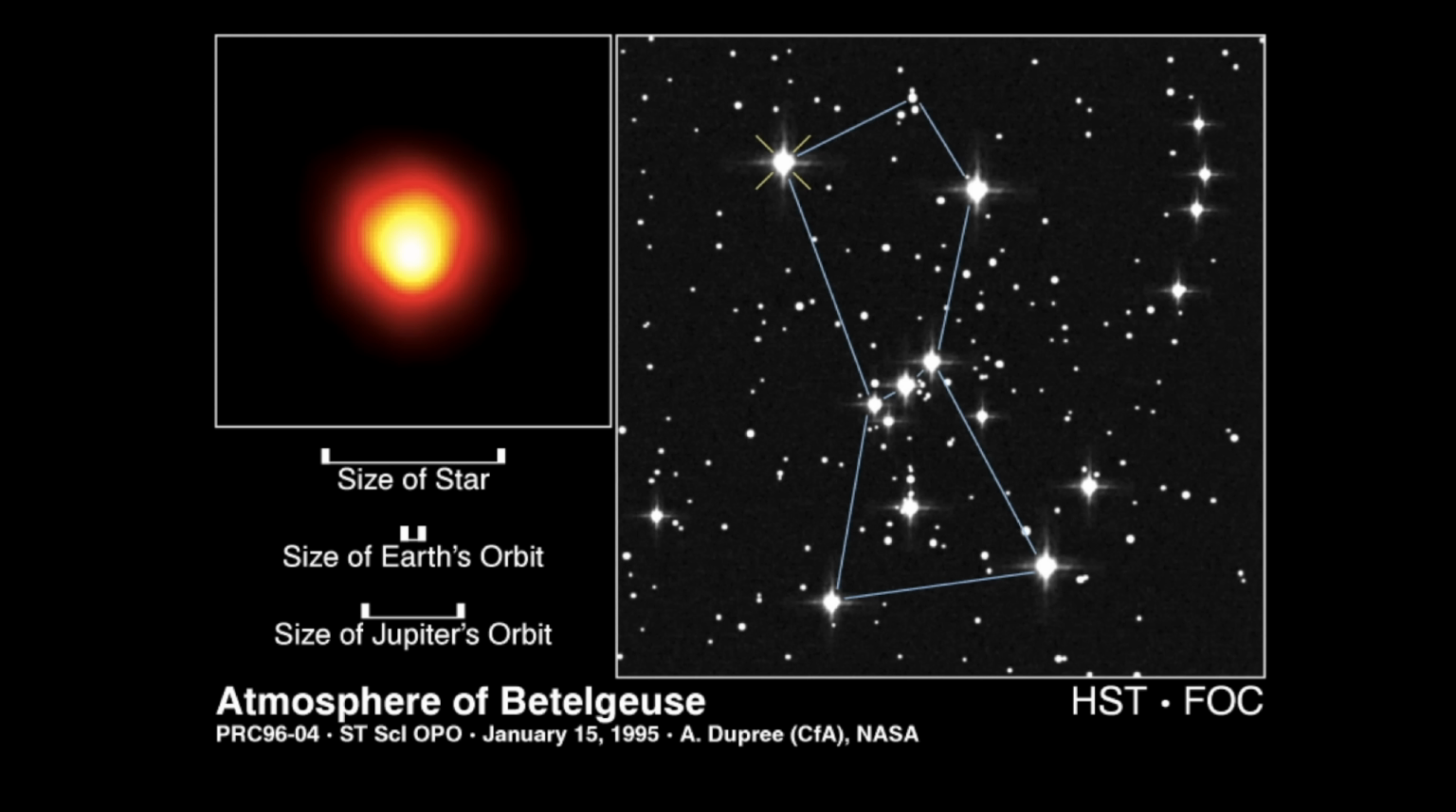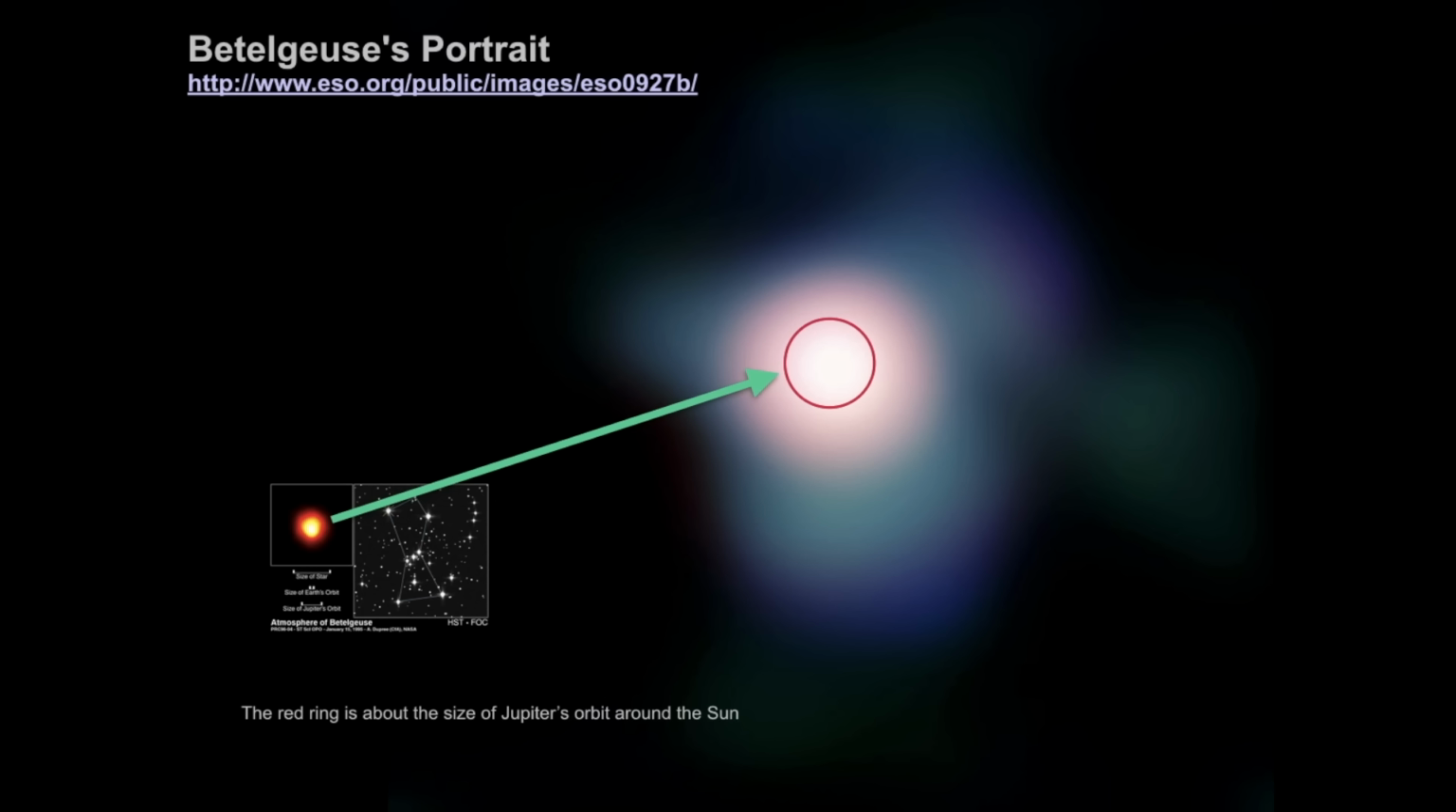Prior to that, Betelgeuse was measured in terms of its physical size with a direct Hubble Space Telescope image by Dupré et al. at the Center for Astrophysics. And this is a direct image of Betelgeuse. We see that the star is actually quite large. It's much larger than Earth's orbit, much larger than Jupiter's orbit. So Betelgeuse is this enormous, physically large star.